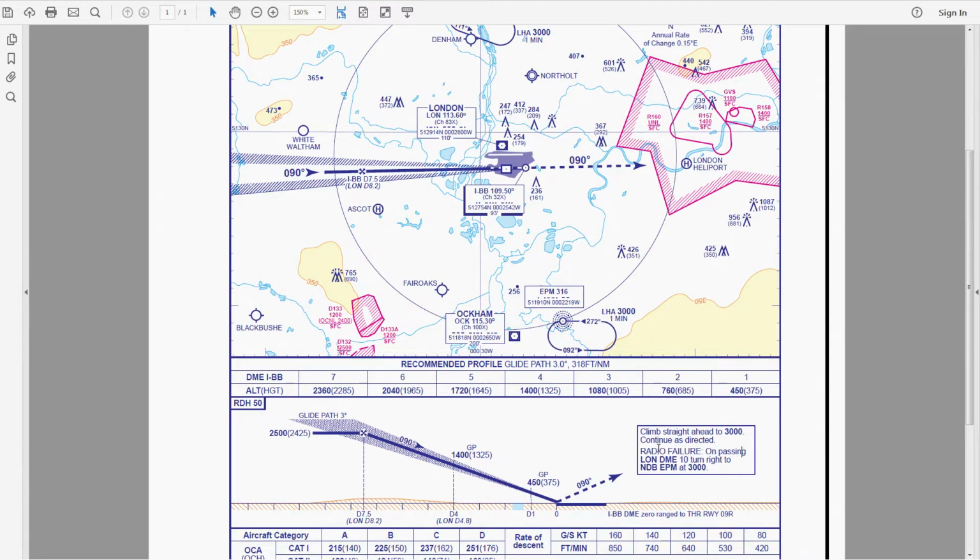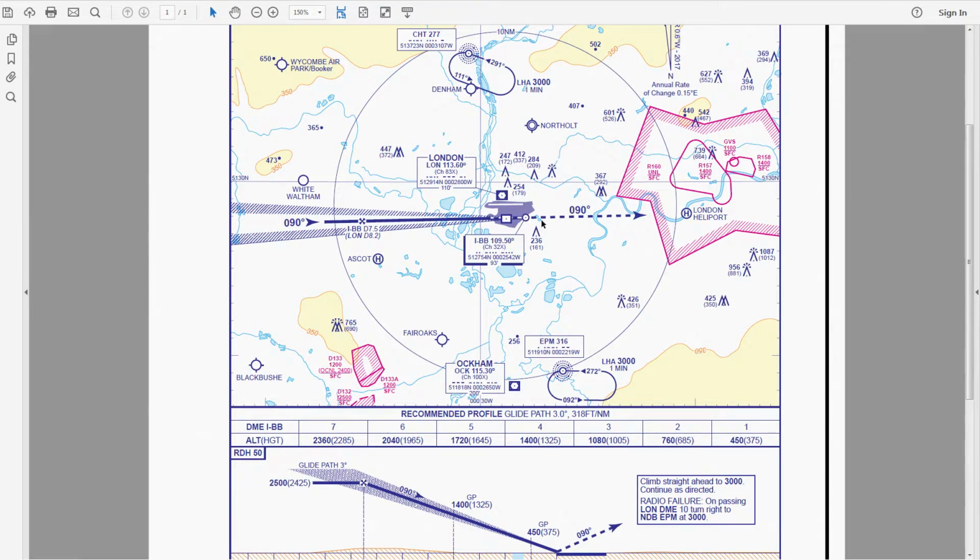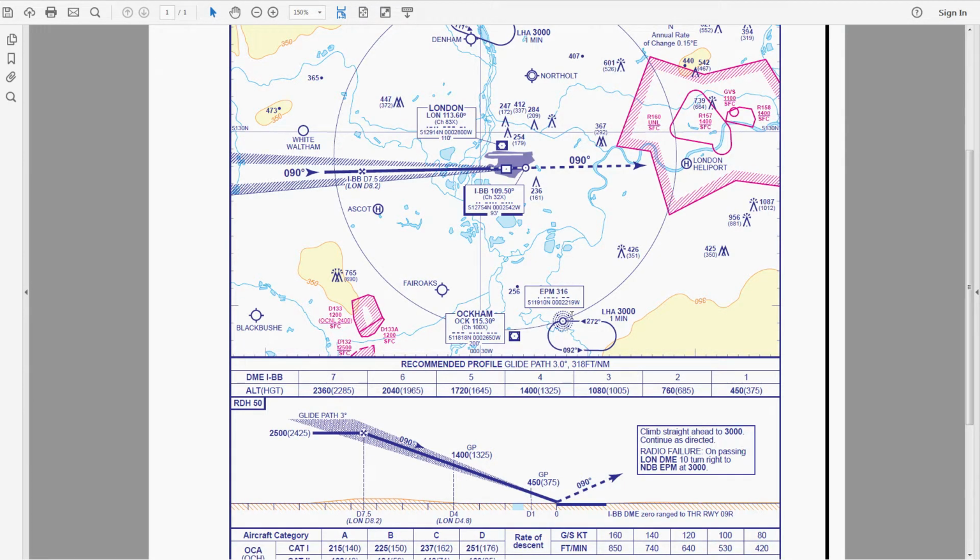So all you do is you say, right, there's Epsom. This one here is Chiltern. This one here is Epsom. So you'll go over here, and then once you get to this point there, you then turn and you go to Epsom. So you just turn, and that's the way.